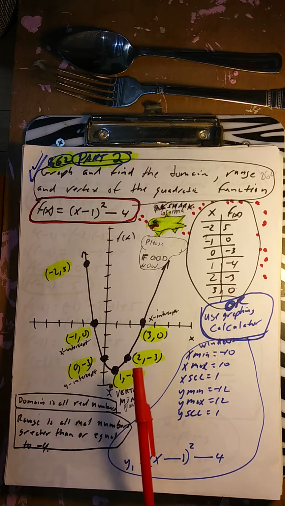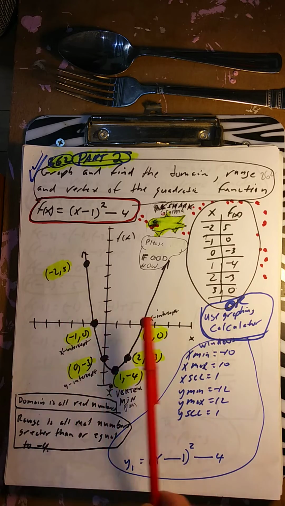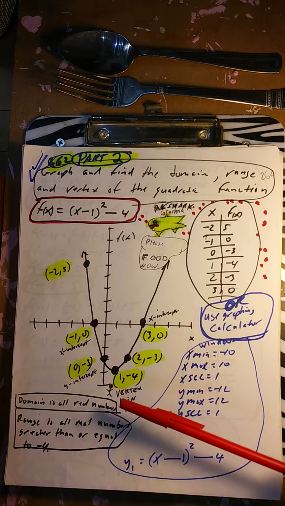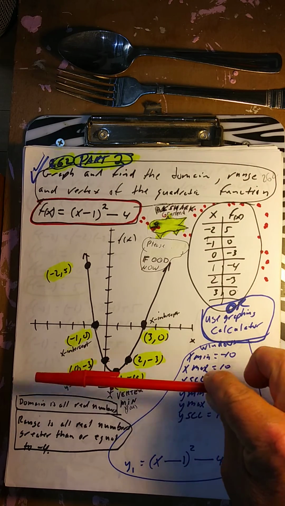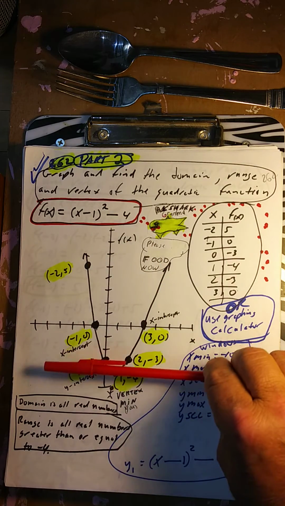So now, what is the domain of this? The domain is all real numbers. The range is all real numbers greater than or equal to -4. See right here, it goes through -1, 0, and 1, -4 here. So from -4, it goes up this way. That's the range, and then up this way.